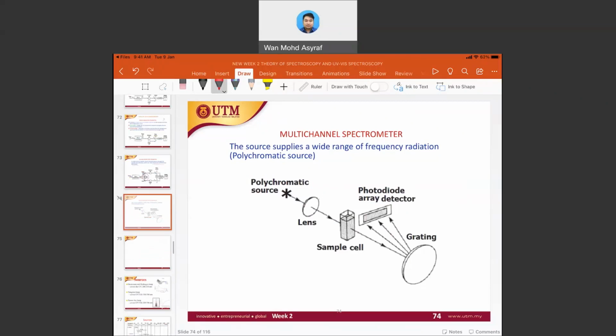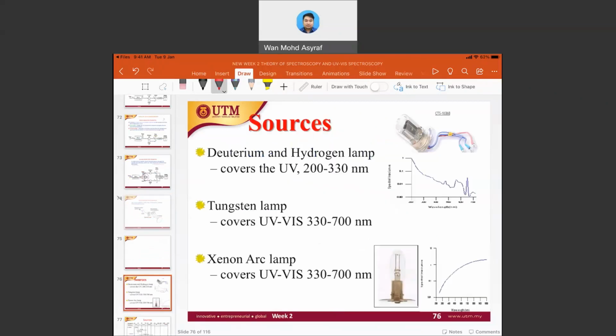Right. So now we are going to look into each of the instrumentation parts. Okay, so the first one is the sources. So what about the sources? Sources is something that provides electromagnetic radiation. So we have different kinds of sources, which in this case we call lamps.